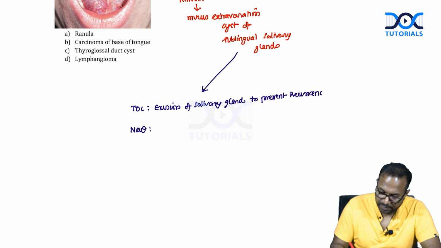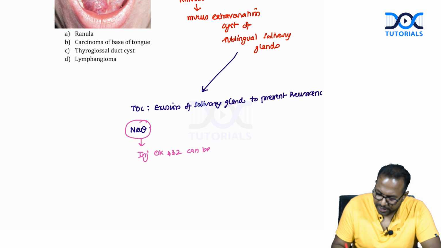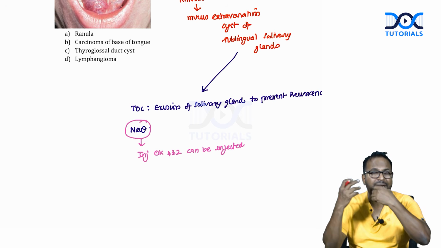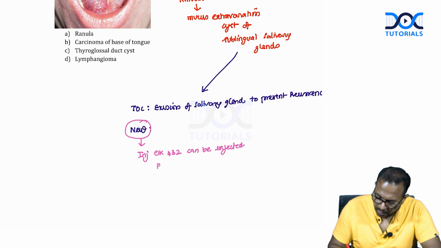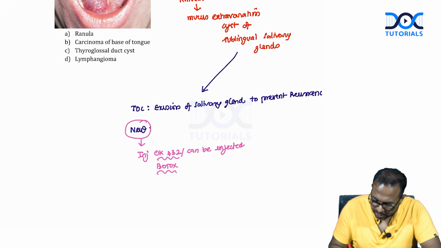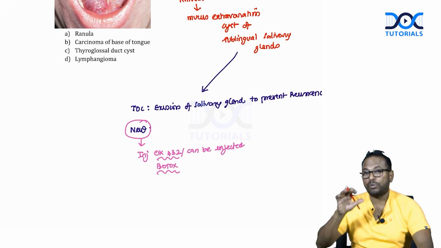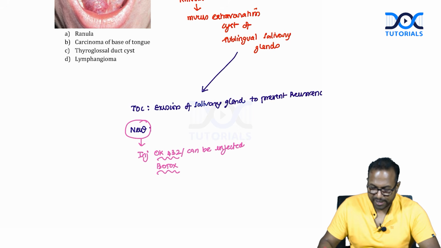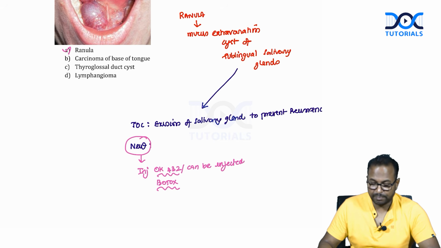A new concept is, now there are new treatments available. Injection of OK432 can be done. You can aspirate the ranula and inject OK432, or Botox can also be injected. So, OK432 or Botox are nowadays used to treat ranula. This is a new update from the 28th edition. Just remember the new points, but excision of the gland is the ideal treatment for ranula.